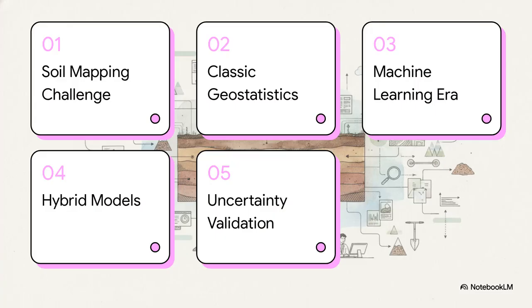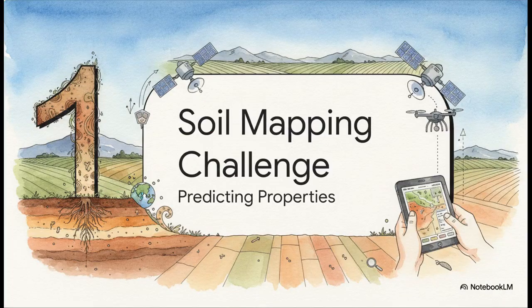Okay, here is our roadmap for today. We're going to cover: 1. The Core Soil Mapping Challenge, 2. Classic Geostatistics, 3. The Machine Learning Era, 4. How we combine forces with hybrid models, and finally, number 5, Uncertainty and Validation. Let's get going. The Soil Mapping Challenge.